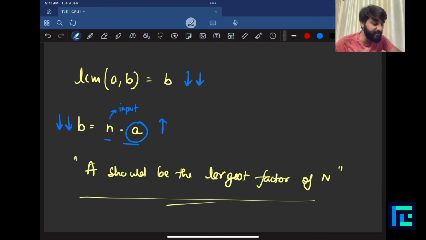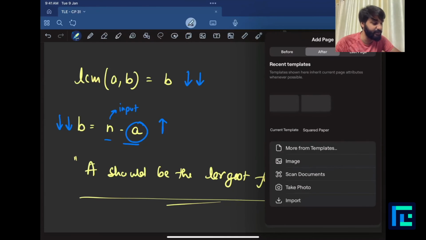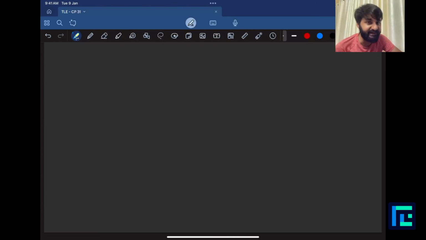Okay, now your question would be, how do I find this largest factor? Again, by using the properties that we use in the square root method of finding factors, I can actually find this very easily. My pseudo idea is going to look like this.